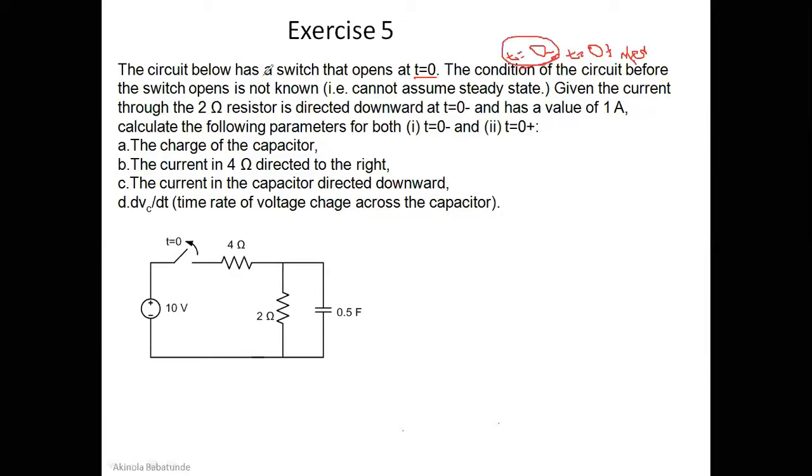The circuit below has a switch that opens at t equals 0. The condition of the circuit before the switch opens is not known and cannot be assumed to be steady state.